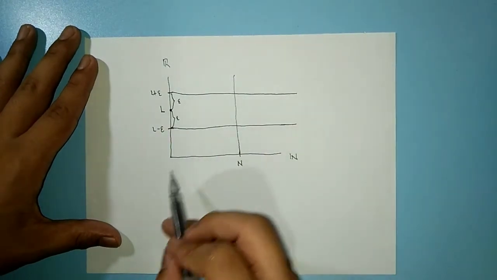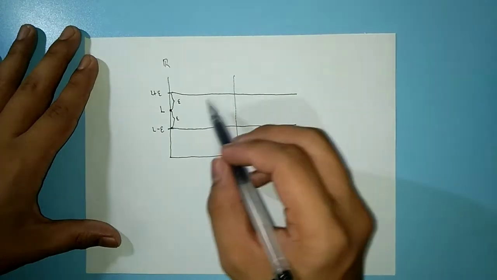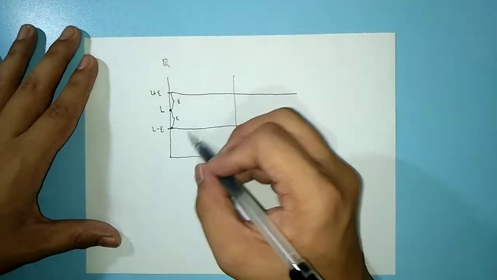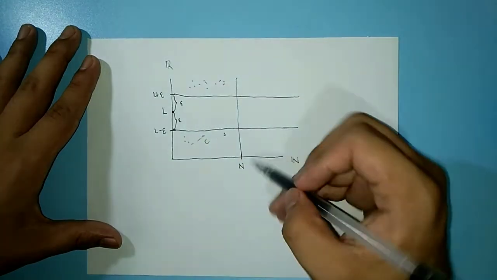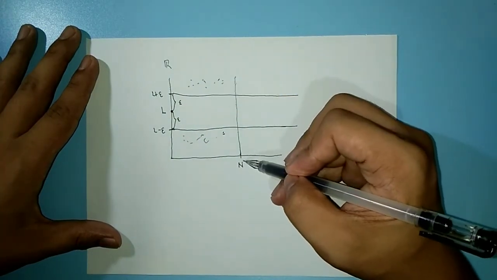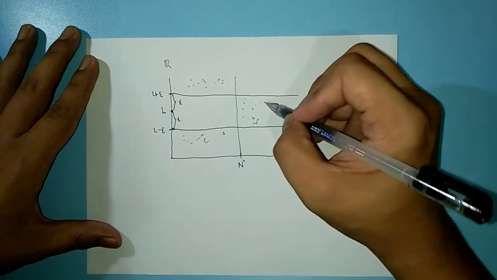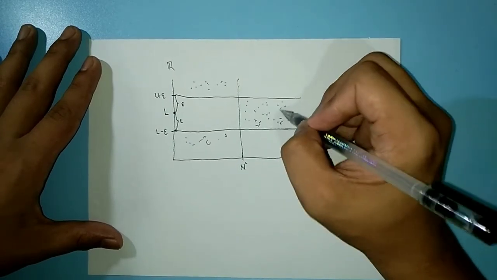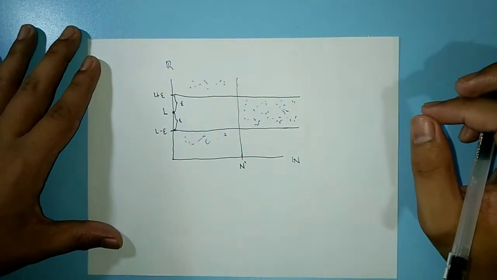Wherein, kung yung mga values ng A sub n dito ay nasa labas nito, okay, ng L minus epsilon, L plus epsilon. So, let's say nandito o kaya nandito. Then, after n na nakita natin, dapat yung mga values na ng A sub n nasa loob na. Okay, wala nang lumalabas dyan. Nasa loob na ng L minus epsilon, L plus epsilon.